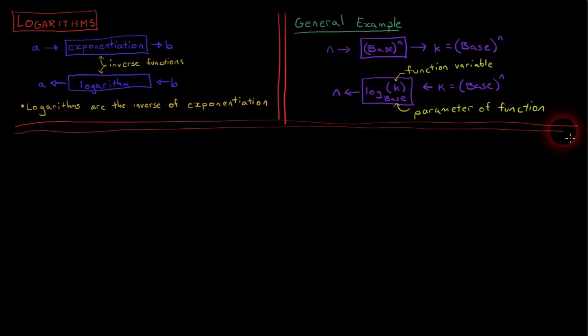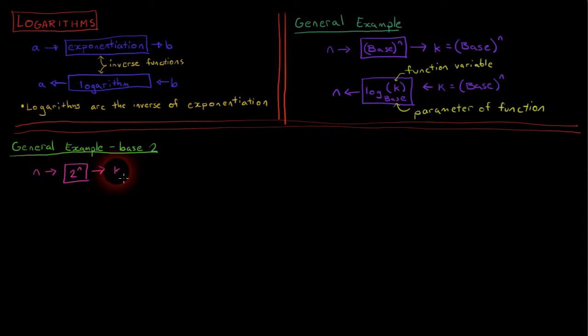Let's consider a slightly less general example. Let the base be 2. Consider an input n, a function 2 to the n, and an output 2 to the n. To drive the system backwards, we need to put 2 to the n in and have n come out. We write this function as log base 2 of 2 to the n.